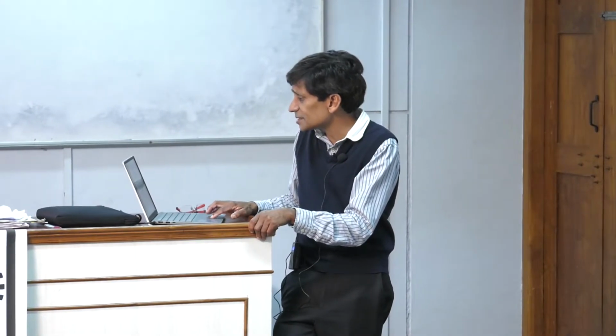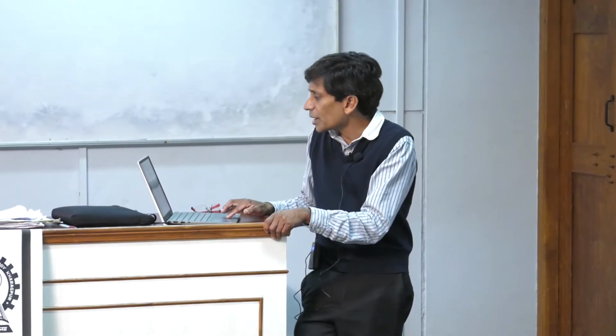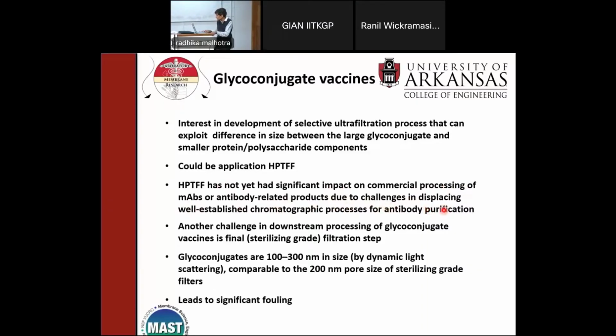So here's the point. It had not had a significant impact on commercial processing of MABs, monoclonal antibodies, or antibody-related products due to challenges in displacing well-established chromatographic processes for antibody production. In other words, you're never going to put it into an existing manufacturing facility where things are working okay. I mean, you may go and make an argument and say, if you put this, you'll get 10% more profit or something like this, okay?